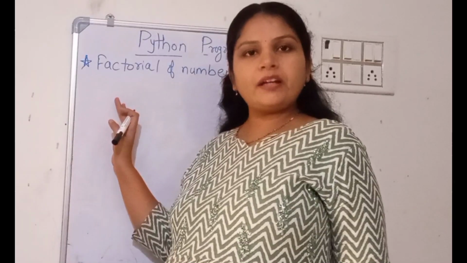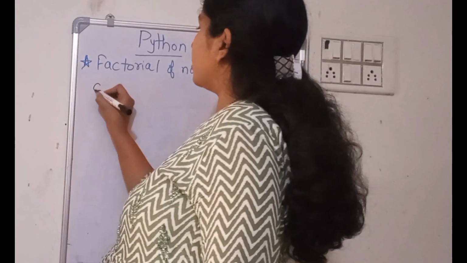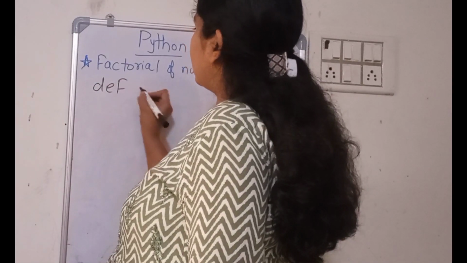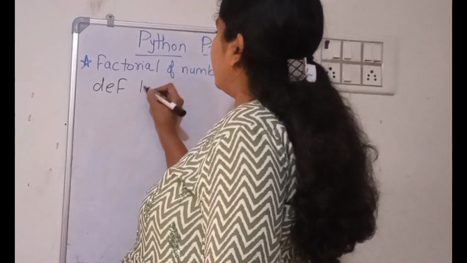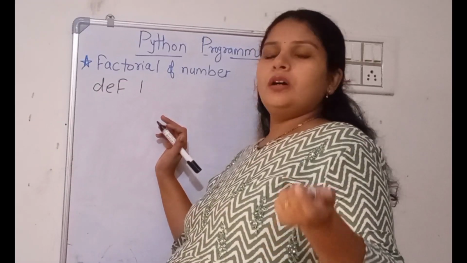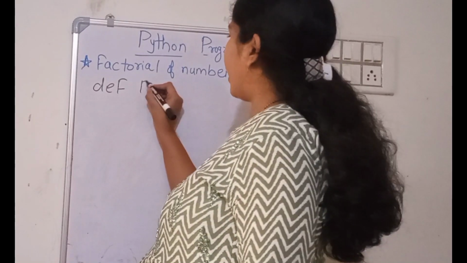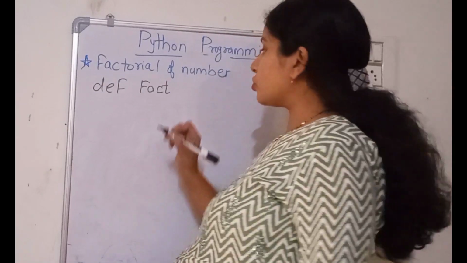First we are creating the definition. We are defining the function. How to define the function? First your keyword def, then the function name. For factorial I can take any name. I will take fact, right? This is my function name.